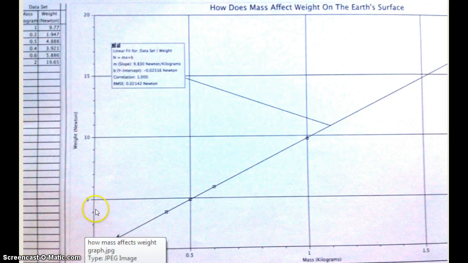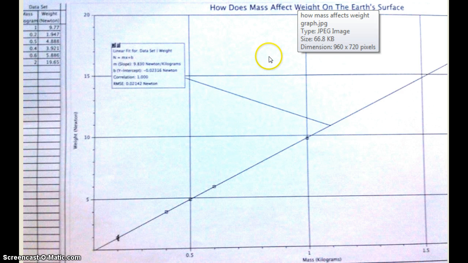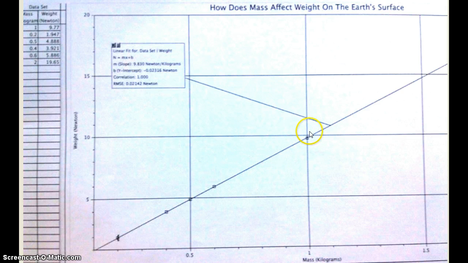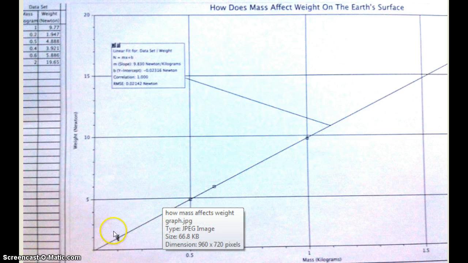Again, in conclusion, how does mass affect weight on the Earth's surface? Well, as the mass increases, so does the weight. It's a positive linear relationship.